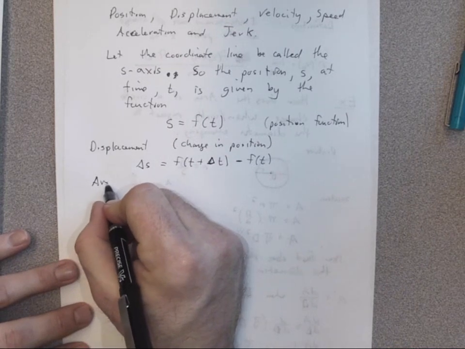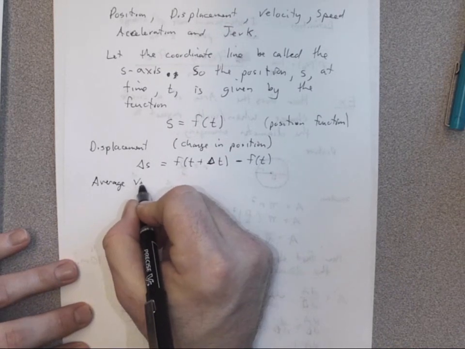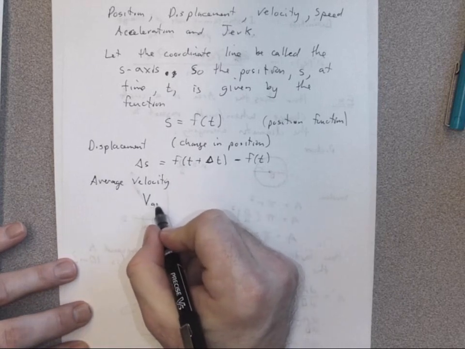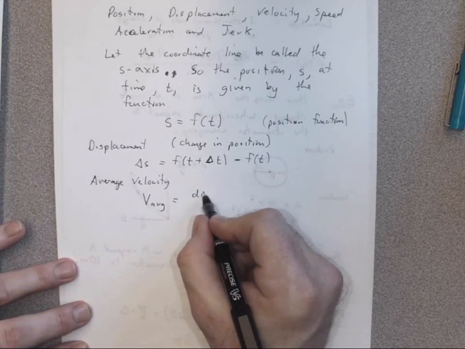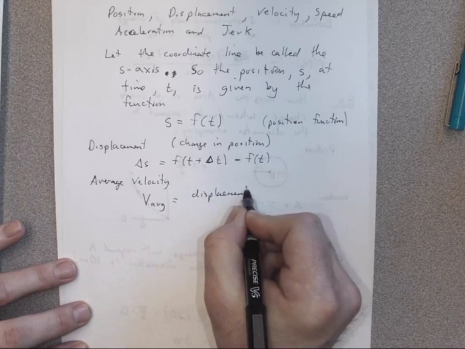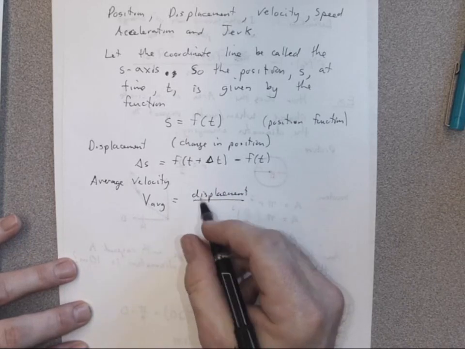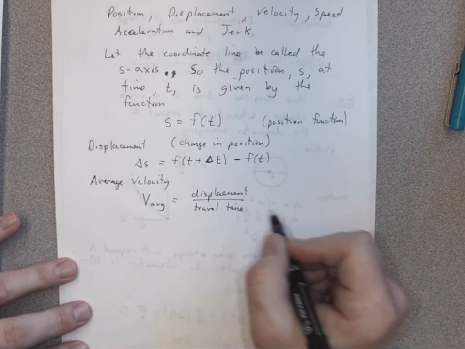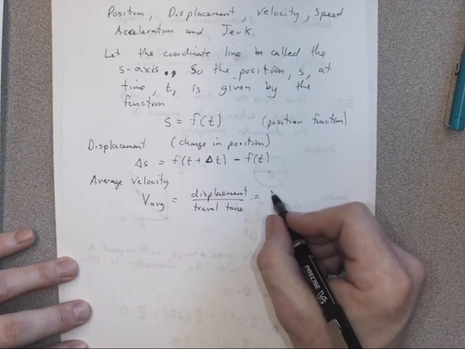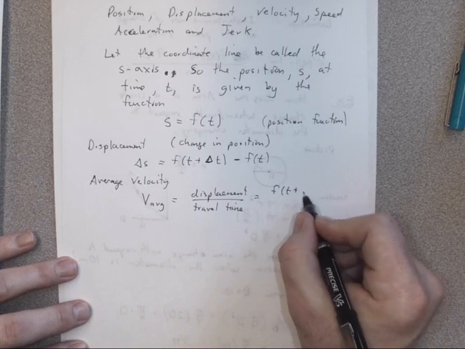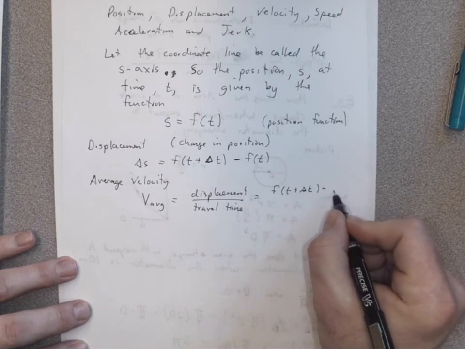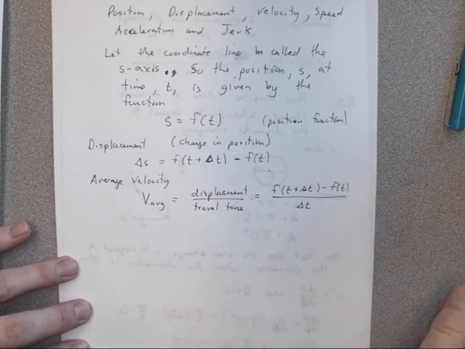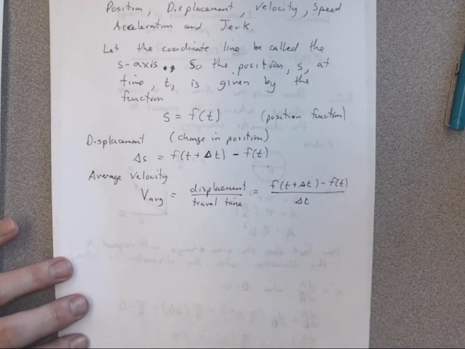Average velocity. They say v average is equal to our displacement divided by our travel time. This quite literally is the slope of the secant line. So f of t plus change in t minus f of t all over that change in t. Again, this kind of takes the h position essentially.